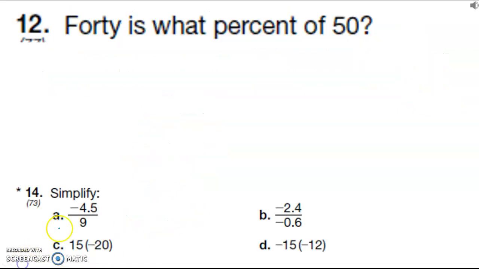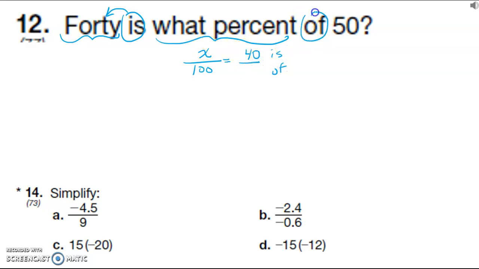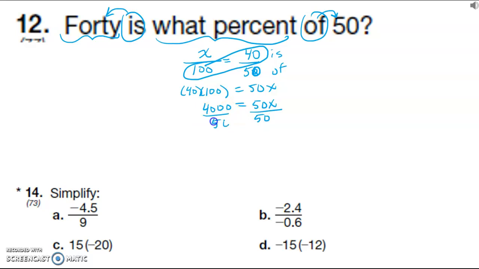Alright, next problem. Don't know why it's so large, but 40 is what percent? So what percent is what over 100 is over of. 40 is the is. 50 is the of. Let's cross, that's a 50. Cross multiply. 50x is 4,000. And that's 80. So that's 80% because that's what they asked for right here.